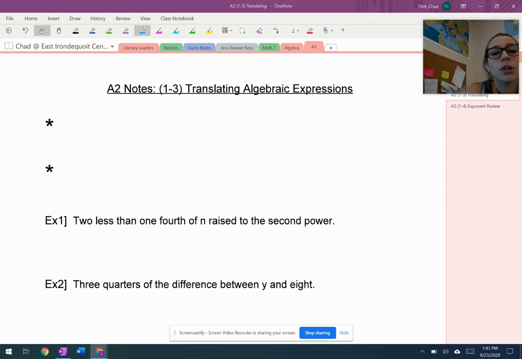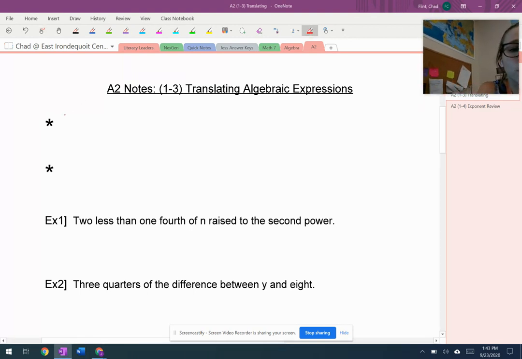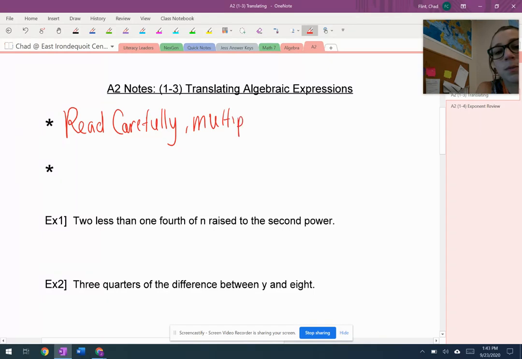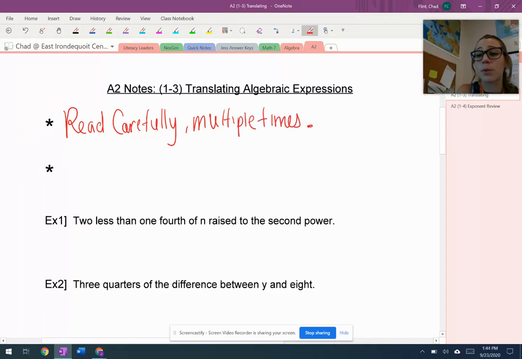Okay, so translating. First thing, just like we wrote down last year, is when you're translating anything, they're giving you sentences. So, it's really important that you're reading carefully and that you're doing it multiple times. You should never only be reading a problem once. You should always be reading your problems multiple times.